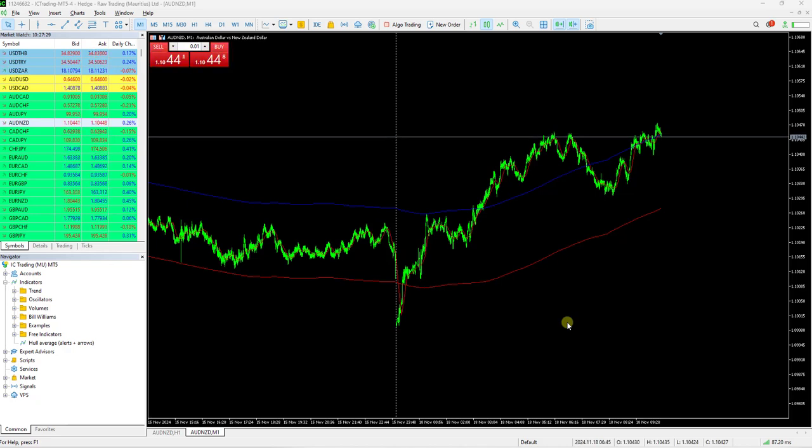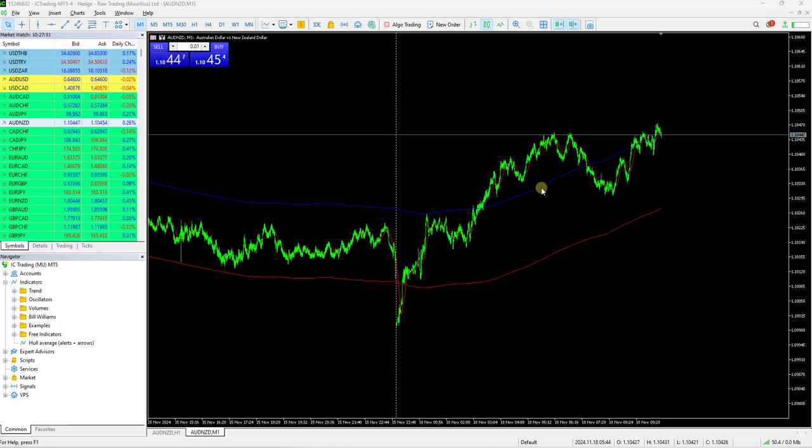Hope you're well. This is a scalping strategy and it's called the envelope trading strategy. So this is using moving average envelope. I did a MT4 version. This is the MT5 version. They're basically the same but using two different platforms.